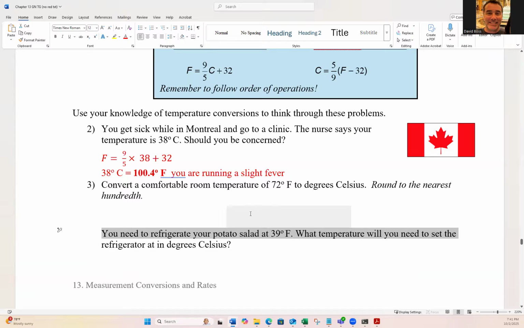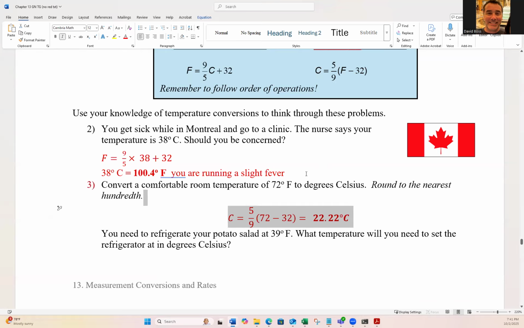All right, you want to convert a comfortable room temperature of 72 degrees Fahrenheit to Celsius. So that's this one. We want to plug in the Fahrenheit, the 72 here, and figure out what that is equivalent to in Celsius. You plug that in, 72 for F. You run it through your calculator, 22.22 degrees Celsius. I feel like 72 is a little bit hot for a room. I feel like 70-ish. I guess everybody's different.